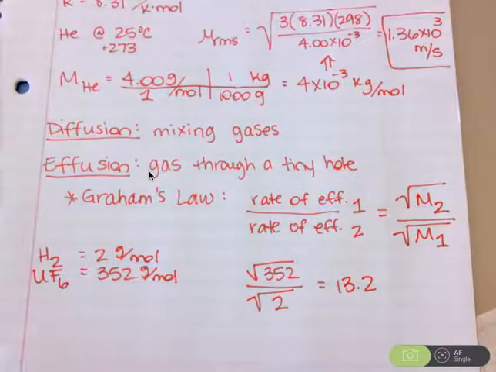So using Graham's law, you can find the rate of effusion of a bunch of different gases. And that's all we need to worry about for right now. You should be able to then answer.